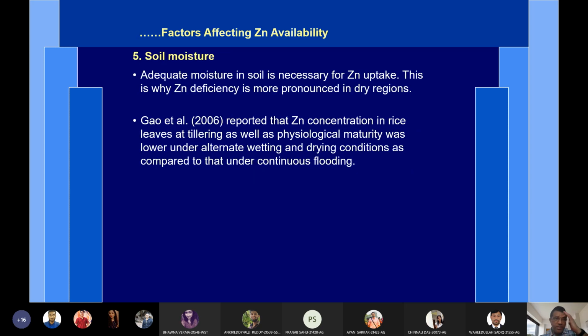Now, another factor which affects the zinc availability is your soil moisture. So soil moisture means what should be the level of moisture at which you will get maximum zinc availability. Adequate moisture in soil is necessary for zinc uptake. This is why zinc deficiency is more pronounced in dry regions. So in drier soils, you will get more zinc deficiency. Gao reported that zinc concentration in rice leaves at tillering as well as physiological maturity was low under alternate wetting and drying condition as compared to that under continuous flooding.